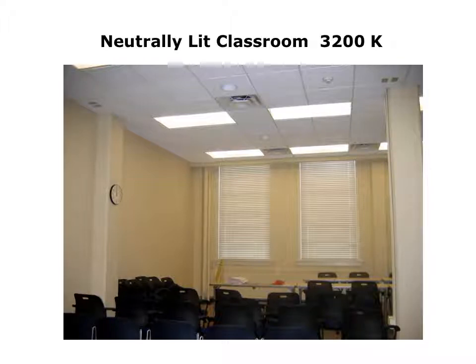Here is a neutrally lit classroom. This is at the American Printing House for the Blind. It's one of their training rooms, and it's sort of a goldish yellow color. It's lit with 3200K lamps, which are in the yellow range. And so this is a very comfortable classroom for both people with visual impairments and people without.